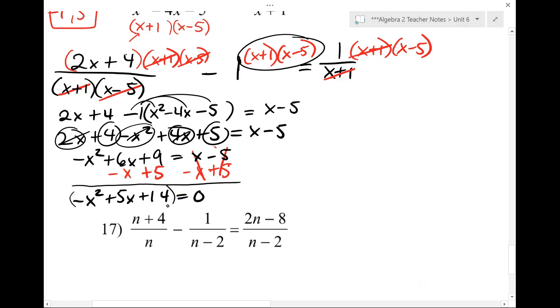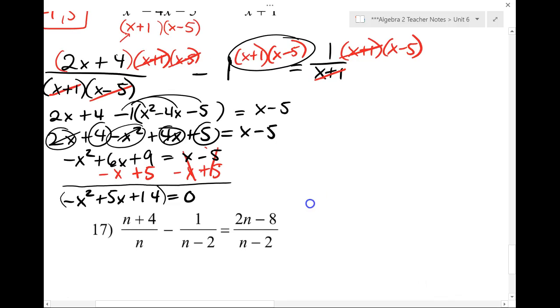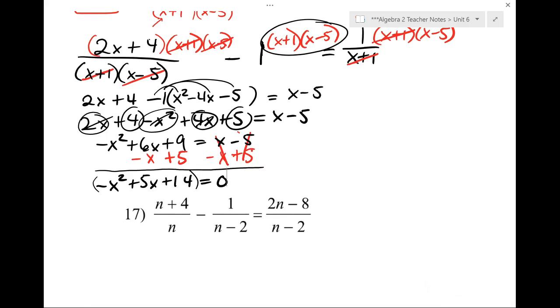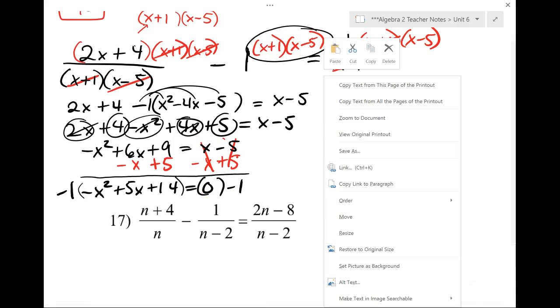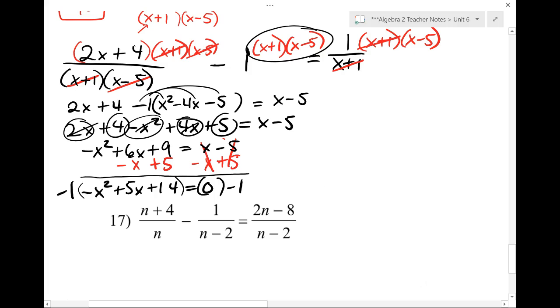So what you can do is you can do a couple things here. You can either factor out a -1, or you can just multiply the entire equation by -1. Either way works. What I'm going to do is multiply both sides by -1. So -1 times this whole trinomial and -1 times 0. Now you guys all know that 0 times this -1 is still going to be 0, but I still have to multiply both sides either way.